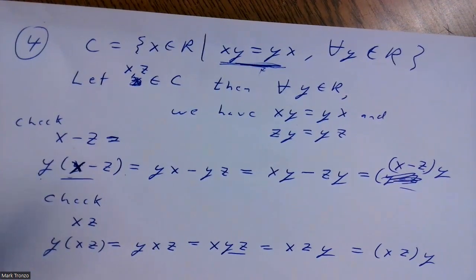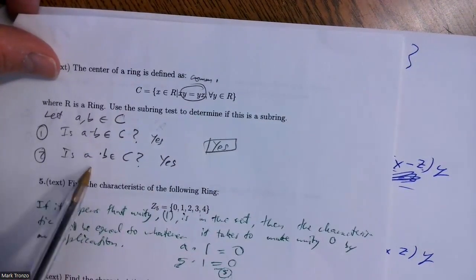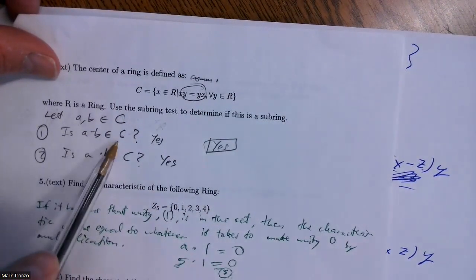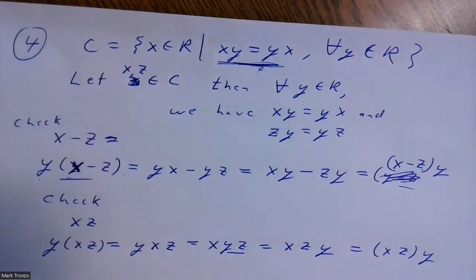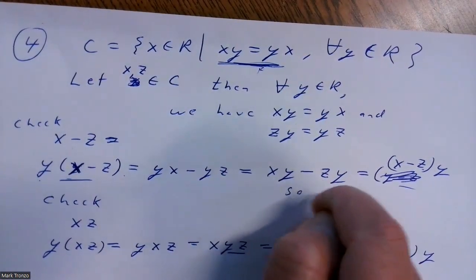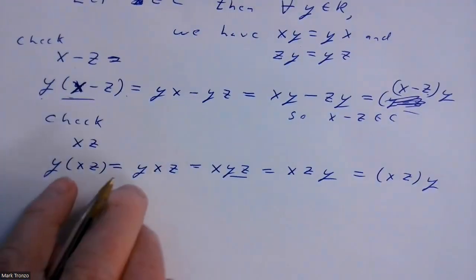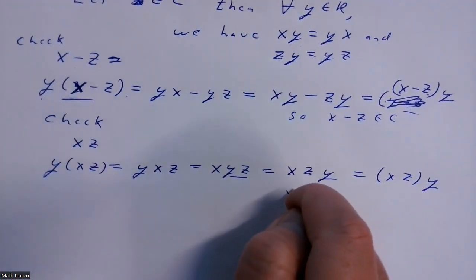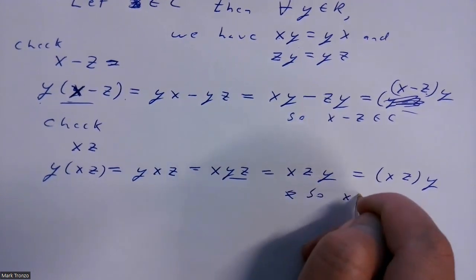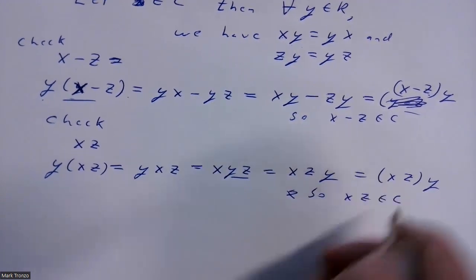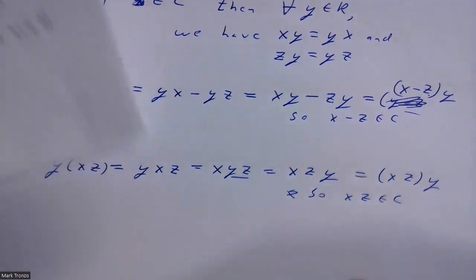And that's what you were saying here, you wanted to show that was in C. Because they commuted, x minus z is in C, and because this commutes, xz is in C like this. Therefore, you passed the subring test. That makes sense. Thank you. You're welcome.